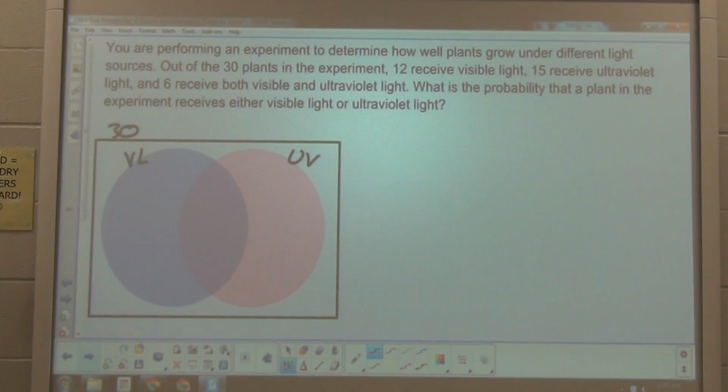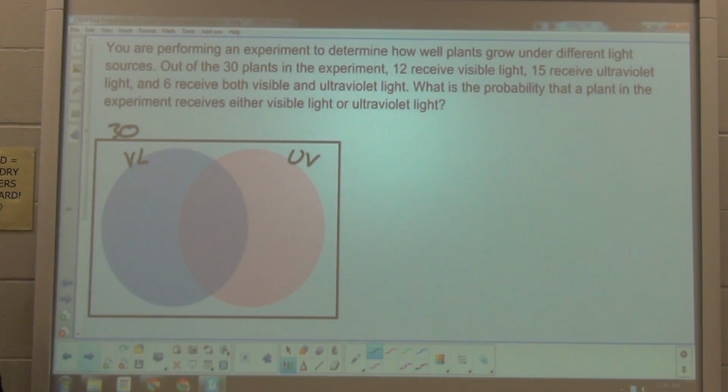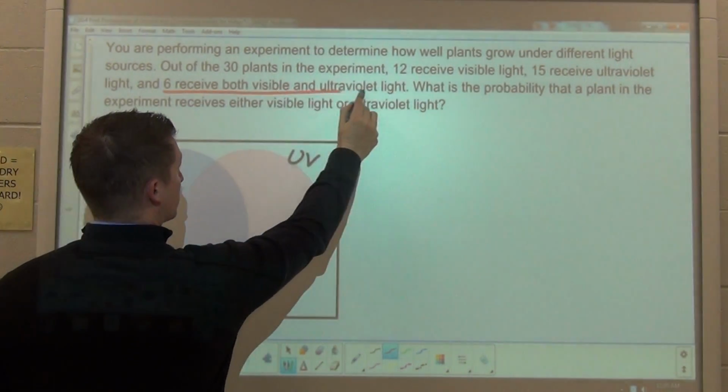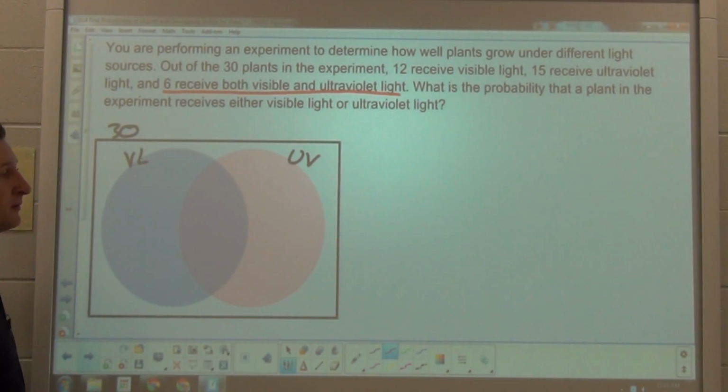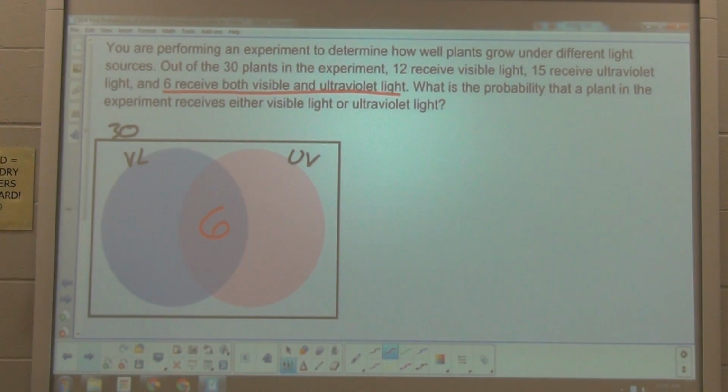Then I'm going to fill in these circles with the different numbers that I need. First of all, with the Venn diagram, I like to start with the overlapping portion. I want to think about how many receive both of these two things at the same time. Well, I notice 6 receive both visible and ultraviolet light within the problem. So I'm going to go ahead and put 6 in the middle of the Venn diagram. This is representing the overlapping region.